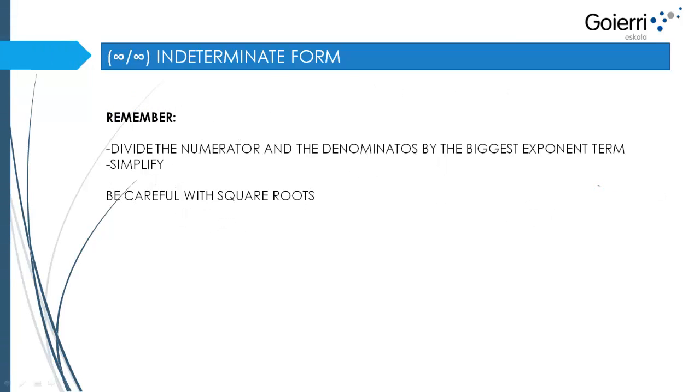So remember, when we have the infinity over infinity indeterminate form, divide the numerator and the denominator by the biggest exponent term and then simplify it. Be careful with the square roots.